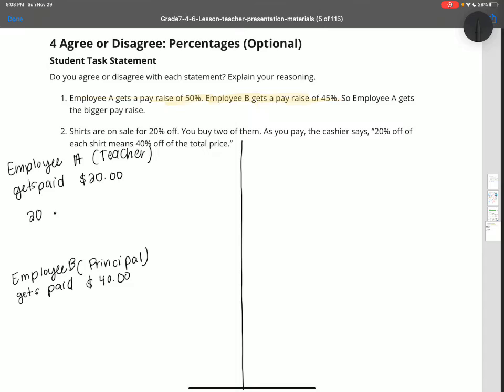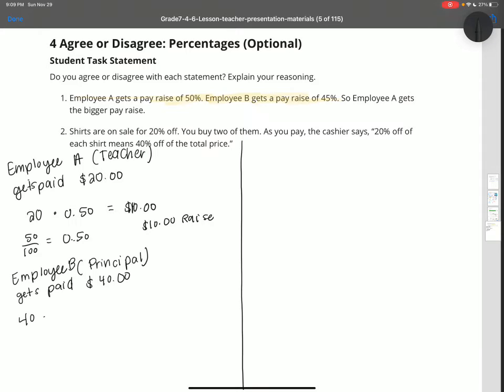So if we multiply 0.50, and where do I get that from? 50 over 100. All percents go over 100. And that would equal 0.50. If I multiply that by $20, I would get a $10 raise. So that's a $10 raise. Now employee B gets paid $40 an hour, right?